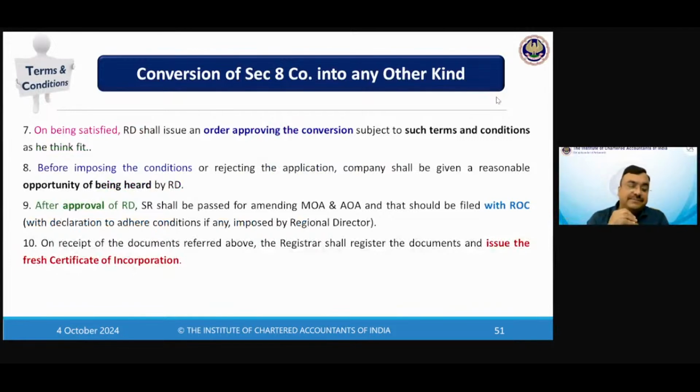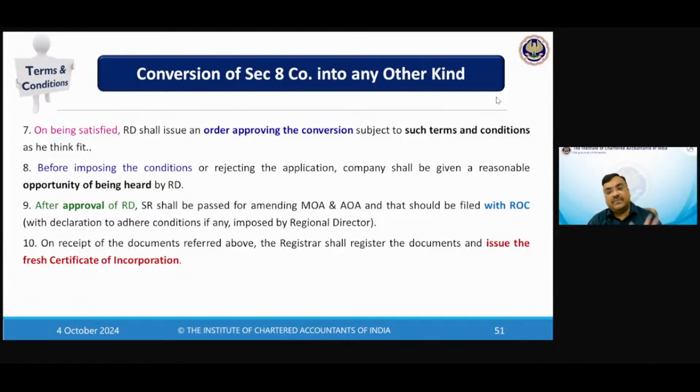On being satisfied, the regional director shall issue an order approving the conversion subject to such terms and conditions as it thinks fit. और लगता है जो जो रिक्वायरमेंट होनी चाहिए वो अपनी कंडीशन लगा सकता है. Before imposing the condition or rejecting the application, अगर कुछ कंडीशन लगा रहा है आरडी या रिजेक्ट कर रहा है एप्लीकेशन, the company shall be given a reasonable opportunity of being heard or to present itself.